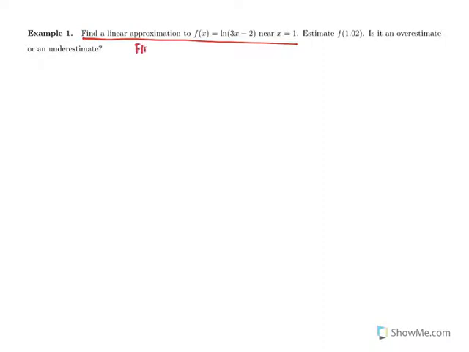So we're going to find the tangent line of the function at x equals 1. We're going to use that to estimate f of 1.02, and we're going to answer the question, is that an over or under estimate? So in order to find the tangent line, we're going to need to find the derivative of f of x.